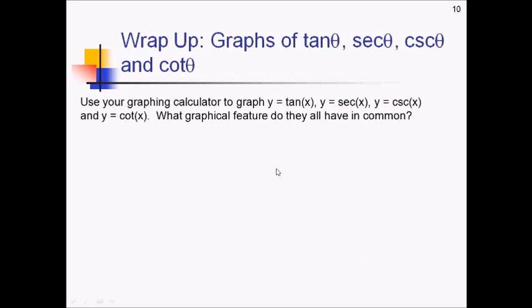To wrap this lesson up, we're going to graph tan, secant, cosecant, and cotan. So you're going to do this on your graphing calculator. And once you've graphed all of these, see if you can figure out what graphical feature these all have in common.